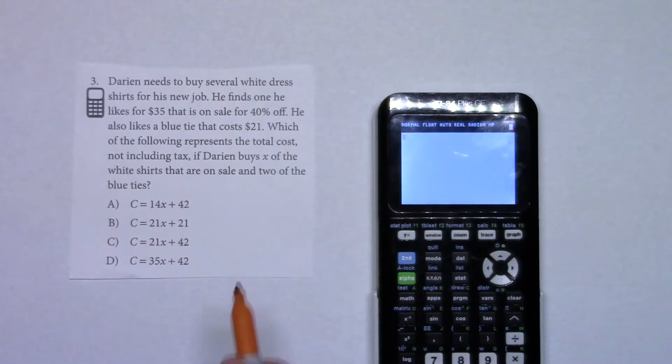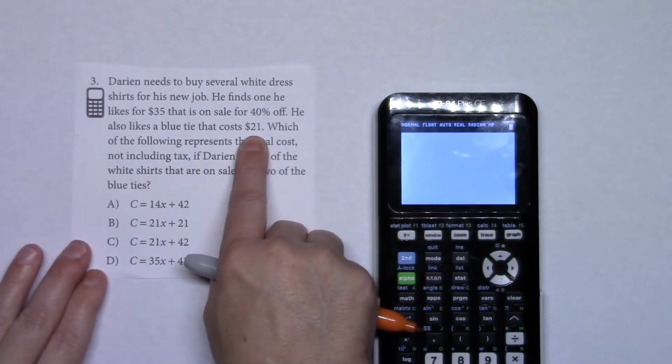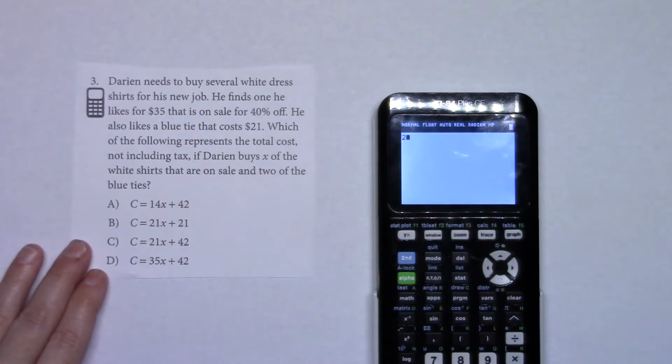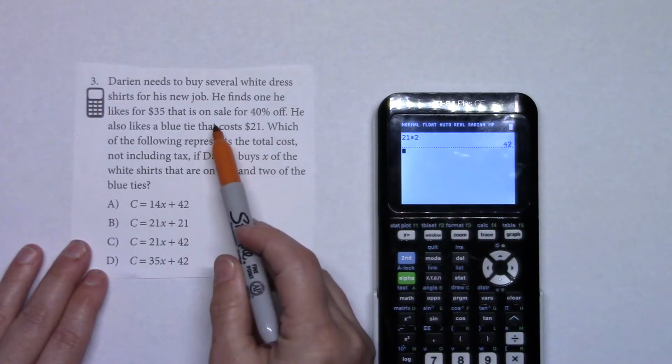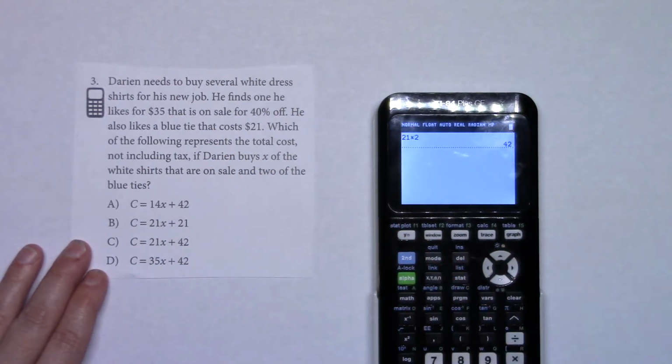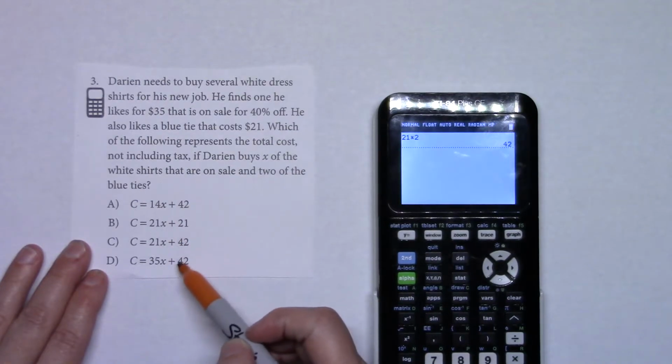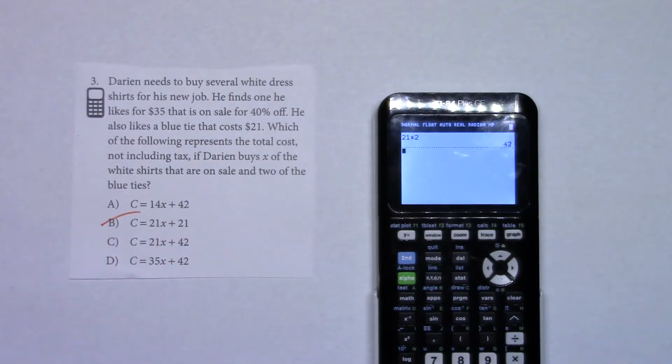Alright, well, to begin with here, if ties cost $21 and he's buying 2, I know 21 times 2, which hopefully I would not have to do on the calculator, is $42. So it's going to be the amount of shirts plus $42. So then right off the bat I can rule out B because that's plus 21.